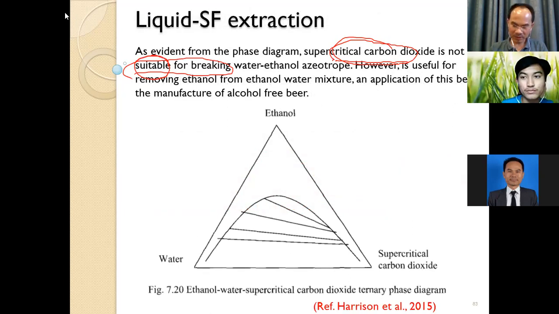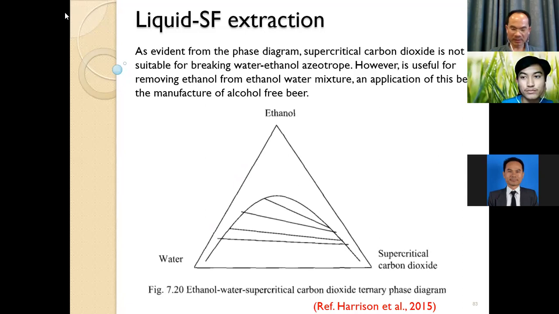And also for this case, we show the phase diagram. That's supercritical carbon dioxide, and the supercritical fluid is ethanol and water. For this case, we would like to separate ethanol from the water-ethanol mixture.